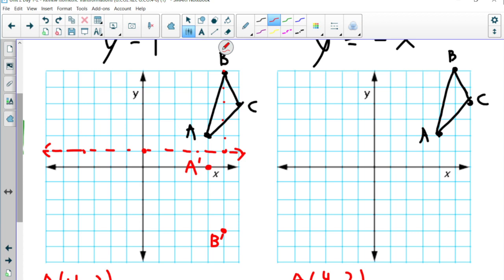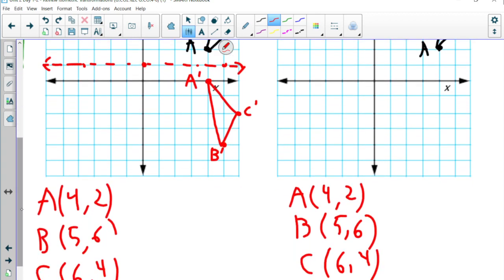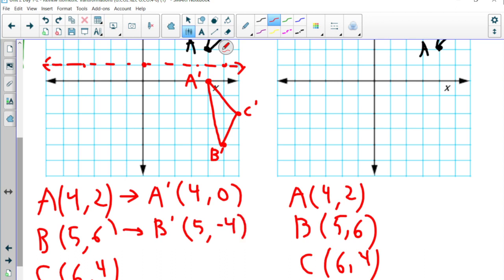And then same thing for C. C was 1, 2, 3 above. So now it's going to be 1, 2, 3 below the line. Here is C prime. So there's all 3 of my points. And so I'm going to write out where they went. So it was 4, 0. It was 5, negative 4. And it was 6, negative 2. Don't forget to write out those coordinates each time that you're doing this.